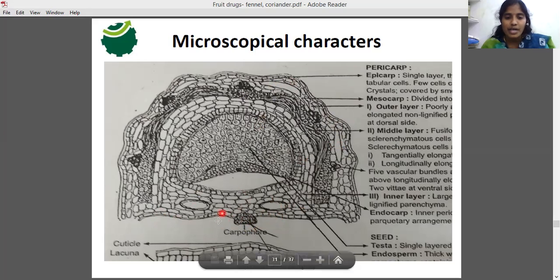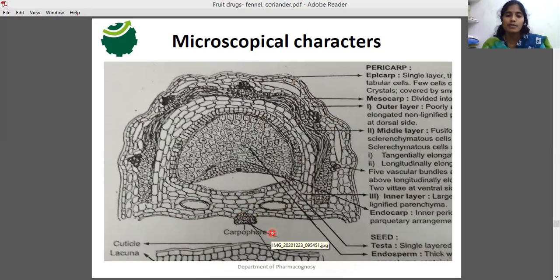Next one is the carpophore. We already studied that the carpophore is made up of two strands of sclerenchyma type of tissue. It connects this mericarp with the other mericarp of the fruit. Okay. Simple.